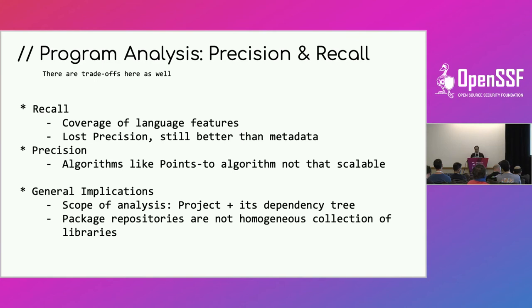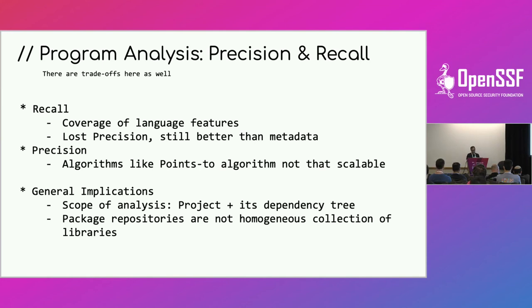But in cases where you need more precision, you might have to consider, for example, points-to algorithms, et cetera. But then you have the problem that it's not super scalable. It might work for your project, but the moment you start going down to your dependencies and trying to do this analysis, it can take a really long time. In one case a few years ago, I was trying to analyze a couple of Java projects with their dependencies. In some cases it took just 2 hours to build the call graph with points-to information. In some cases, it never even finished.